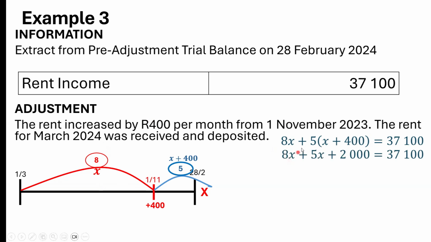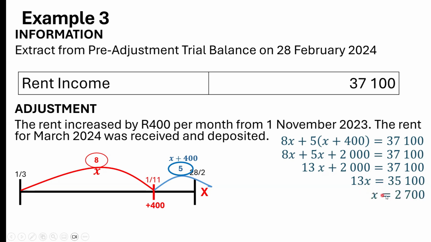Then I say 8x plus 5 times x is 5x. 5 times 400 is 2,000, equals 37,100. So 8x plus 5x equals 13x plus the 2,000 equals 37,100. Then I take that 2,000 to the other side by minusing it. So 13x equals 35,100. Then I divide the 35,100 by 13 to give me x. X is 2,700.